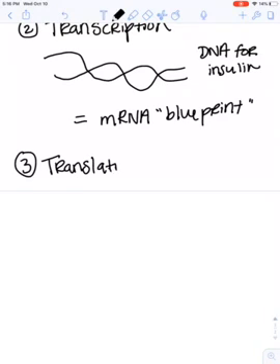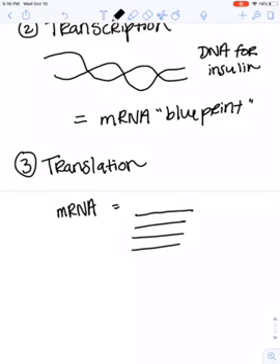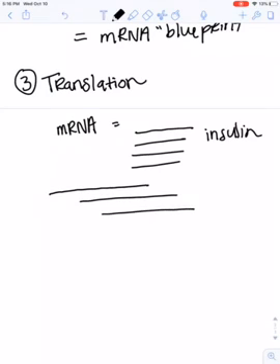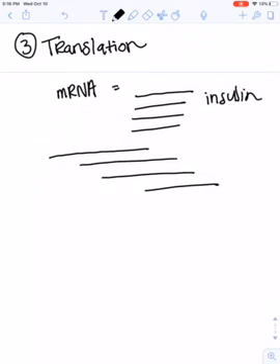So translation is going to take this mRNA strand and it's going to basically read that code and it's going to be building insulin. So it's building this insulin strand. So we're going to have all of these polypeptide bonds of the protein for insulin. And then the last step here is going to complete it, and that's protein structure.